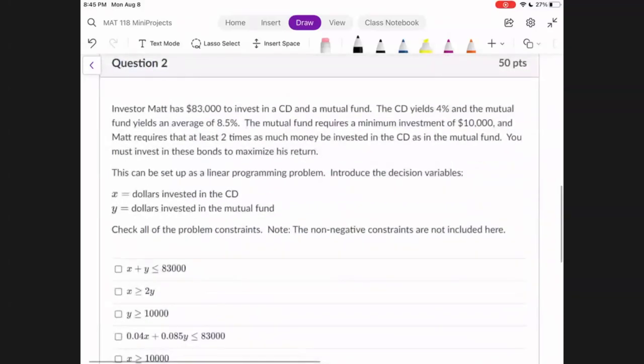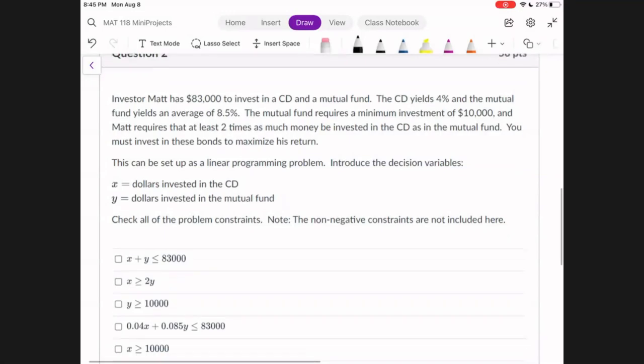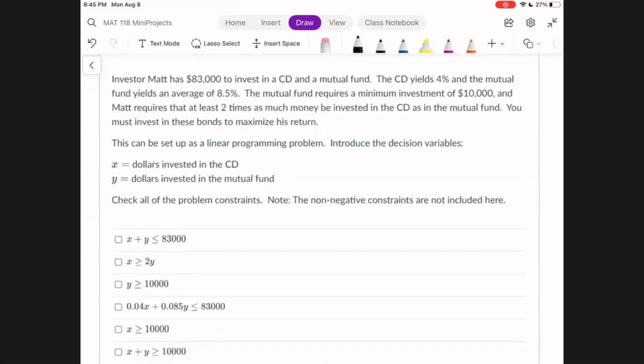Second question here. Matt has a CD. Oh, I don't have a CD. I have to invest $83,000 into a CD and a mutual fund. So the CD yields 4%, and the mutual fund yields 8.5%.